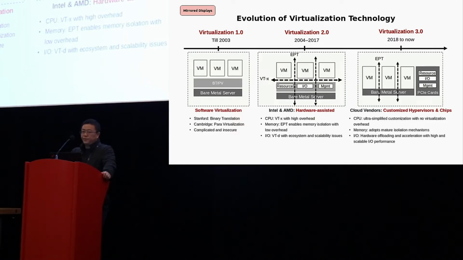For memory, we still reuse the EPT technology, because I just said that EPT is good enough. And for I/O, many cloud vendors offload the I/O overhead to a backend card. They offload the I/O overhead and the resources, for example the CPUs and memories that the backend part of the virtualization uses, to the card.